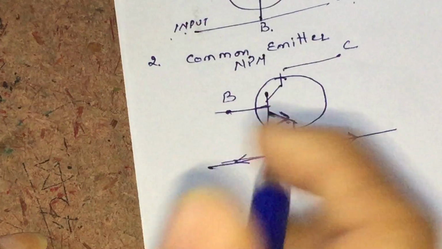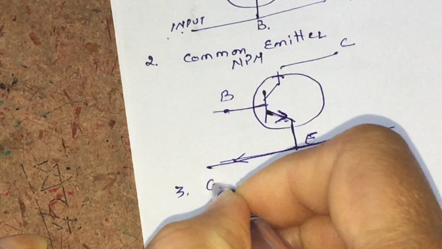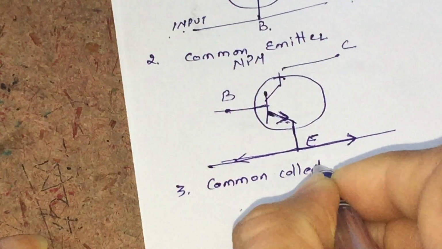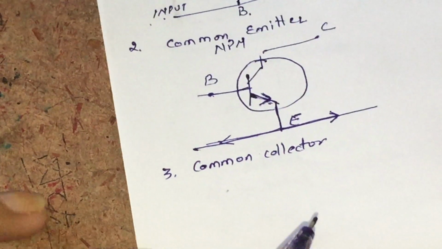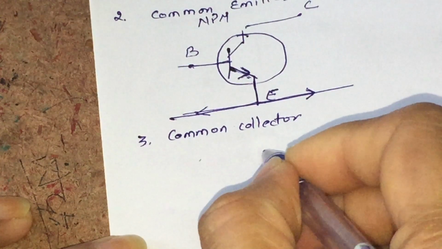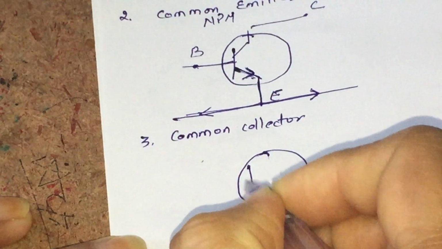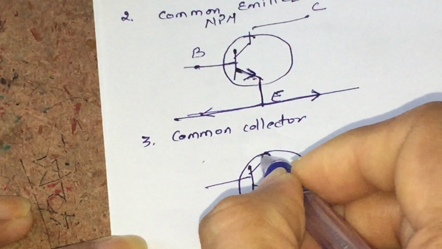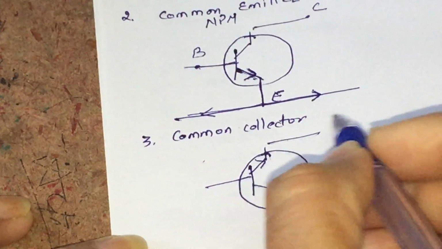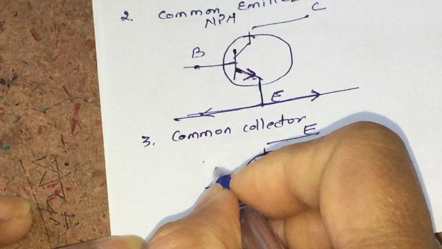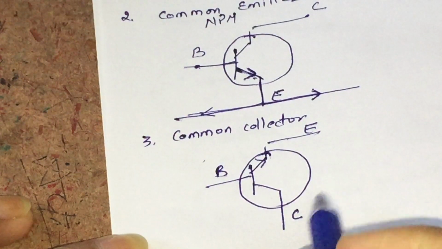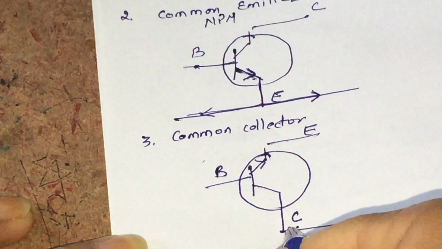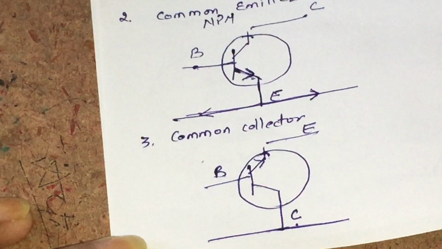Similarly, now you can easily represent the common collector configuration. In common collector configuration, if this is our base terminal, this will be our collector terminal, and the terminal having the arrow is our emitter terminal. And now we will take our collector terminal in the output side as well as in the input side.